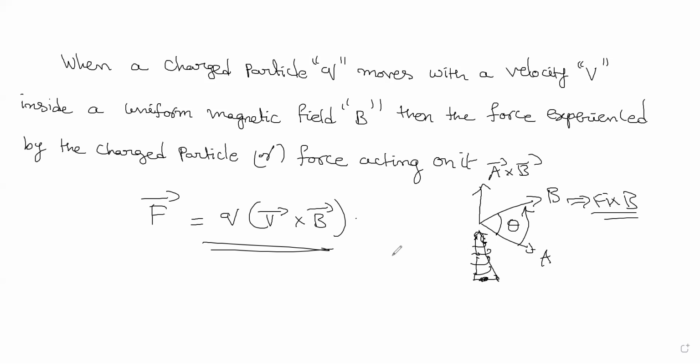Similarly, V bar cross B bar refers to the situation where both are at 90 degrees. This is my V bar. This is my B bar. Both are at 90 degrees. When I turn V bar to B bar, the direction of the force is given by the right hand thumb rule or the corkscrew rule. So this is the direction of the force F bar. This is the cross product.